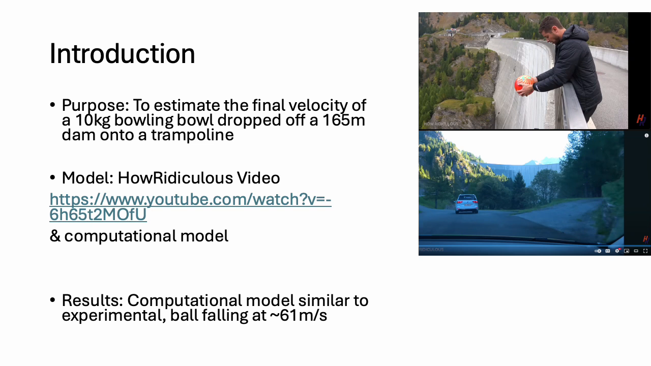In this video, I decided to look at a How Ridiculous video of them dropping a 10 kilogram bowling ball off a 165 meter dam in Switzerland onto a trampoline, and I wanted to see what the final velocity of the bowling ball was. I used snippets of their video as well as a computational model to estimate its final velocity. As a result, I found the ball to be falling at around 61 meters per second, or 130 miles per hour.